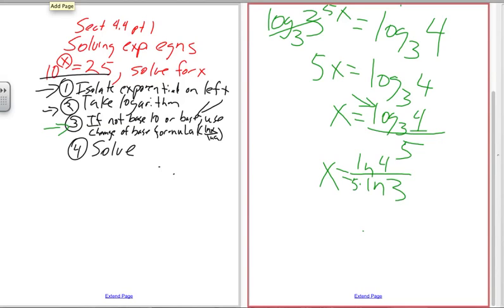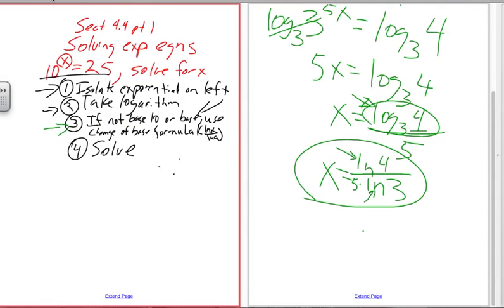Okay, when your instructions tell you to leave it in exact form and not a decimal approximation, this is the form they're asking for. They're asking for you to leave it in ln form. Do not leave it in log base 3, convert it to the natural log form in order to solve it. All right.